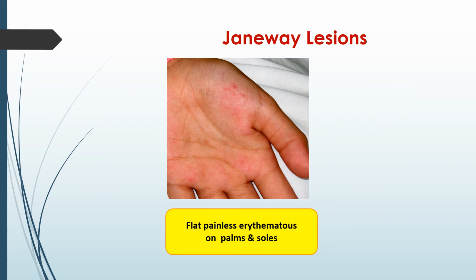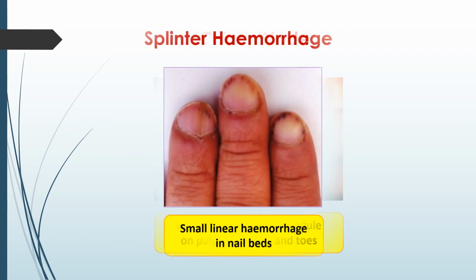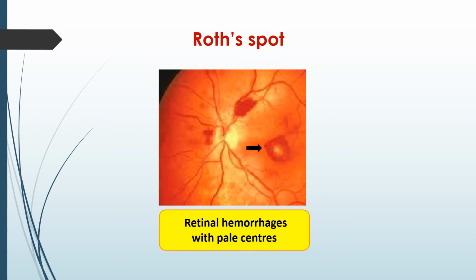Janeway lesions are flat, painless, and erythematous lesions seen on palms and soles. Osler's nodes are erythematous, tender nodules on pulp of fingers and toes. Splinter hemorrhages are dark red, linear streaks in the nail beds of the fingers and toes. Roth spots are retinal hemorrhages with pale centers.